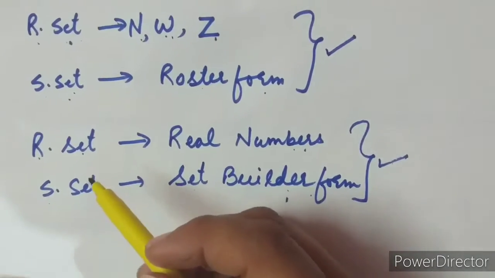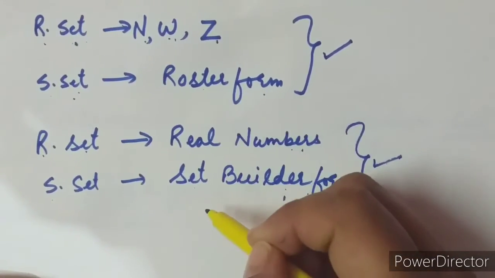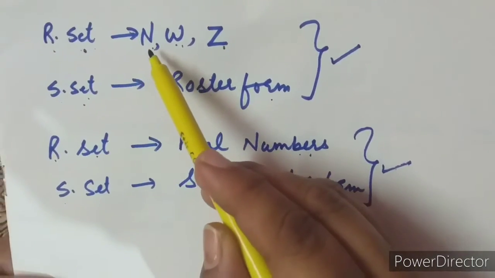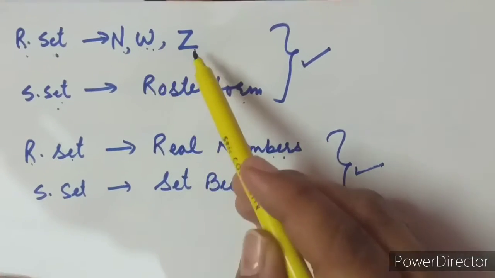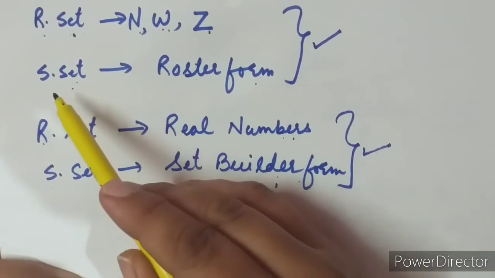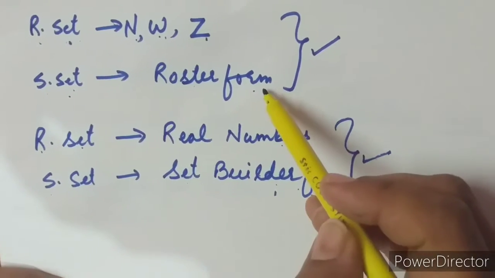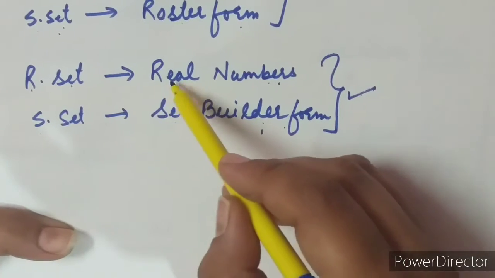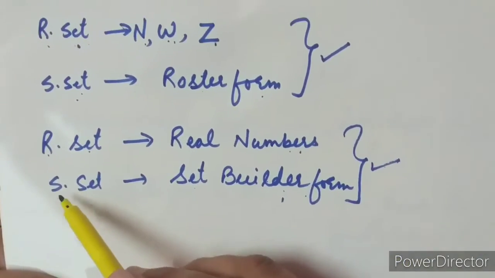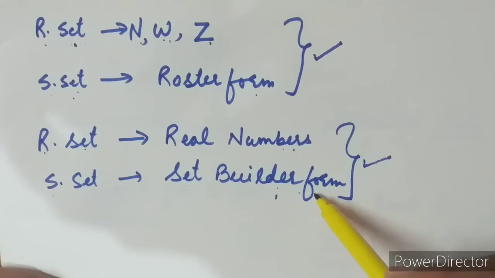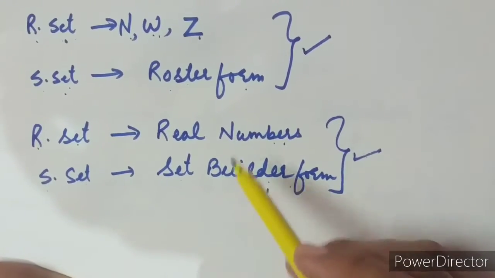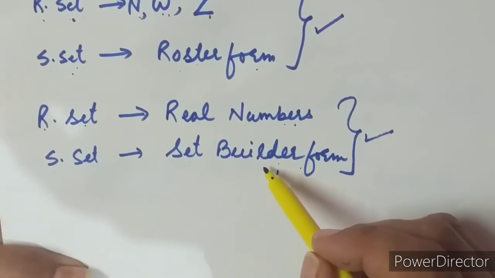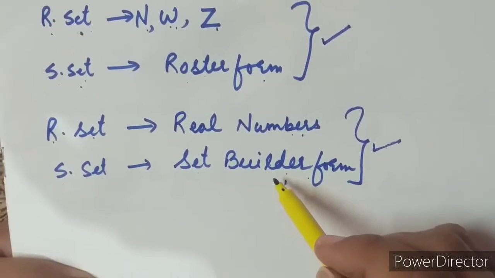Students, one more point we have to see before we actually solve the linear inequations: if the replacement set is given as a set of natural numbers, whole numbers or integers, then you are supposed to write the solution set in the roster form. And if the replacement set is given as a set of real numbers, then we have to write the solution set in the set builder form. These are two different kinds of forms of writing a set. I will elaborate more on these when I actually solve the inequations for you.